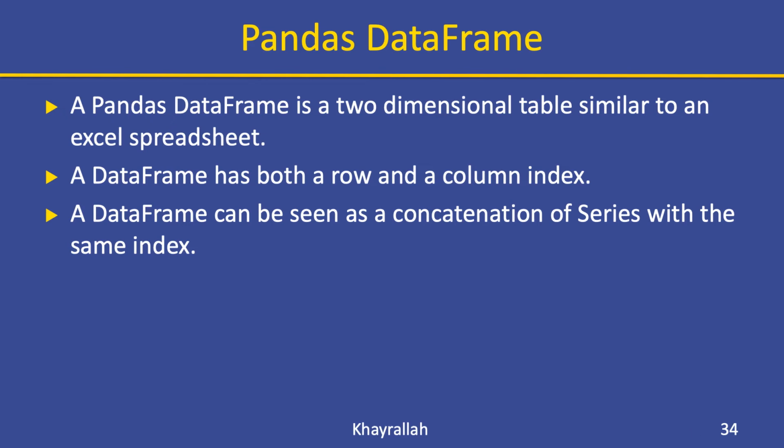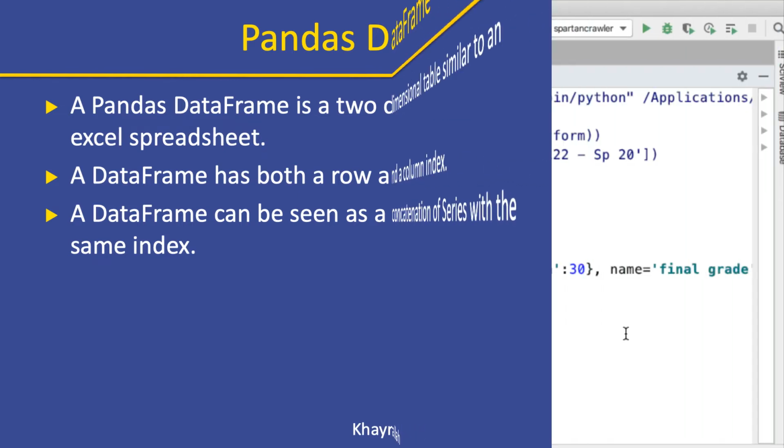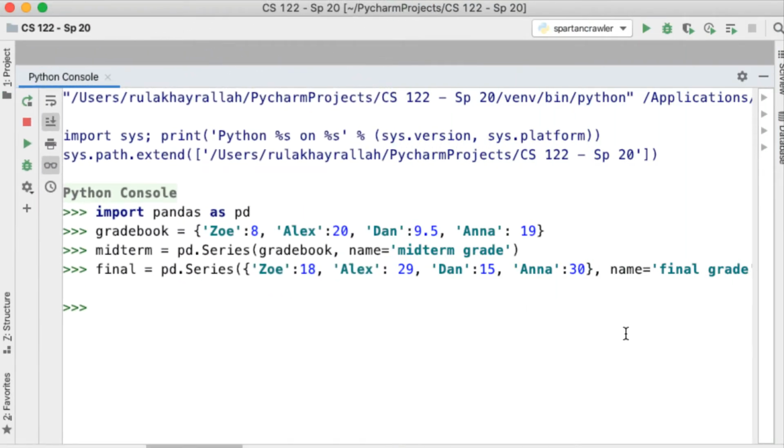A Pandas data frame is a two-dimensional table similar to an Excel spreadsheet. A data frame has both a row index and a column index. A data frame can be seen as a concatenation of two or more series with the same index. Let's go to PyCharm and try to create a data frame out of two series.